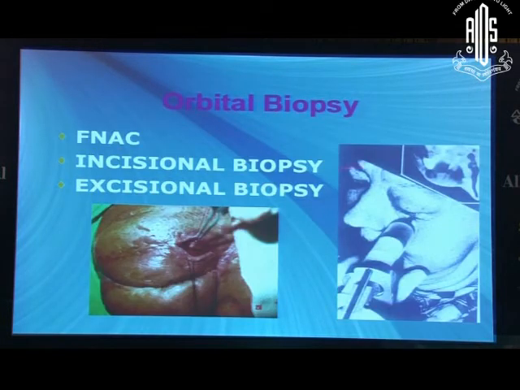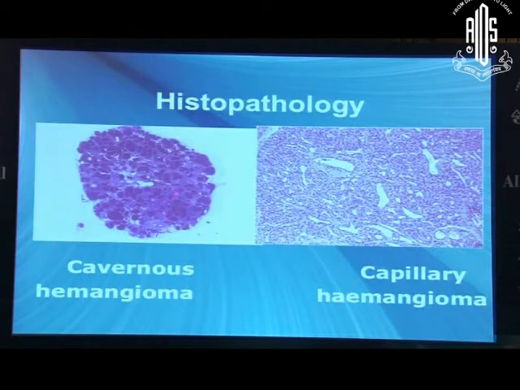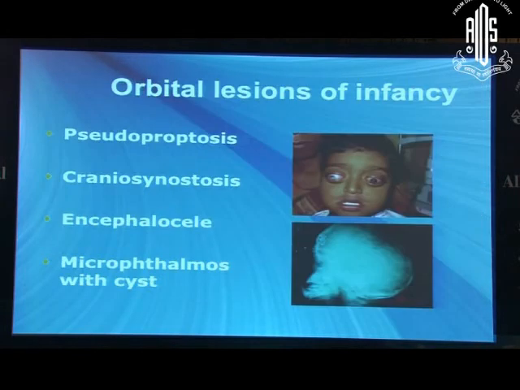And orbital biopsy, of course, is the one most important thing. You may do a needle biopsy, incision biopsy, or an excisional biopsy where the mass is available to you. Special stains are important. Immunohistochemistry is important. And Dr. Kaustubh is going to speak to you about all these. We'll just run over the various lesions of different age groups.